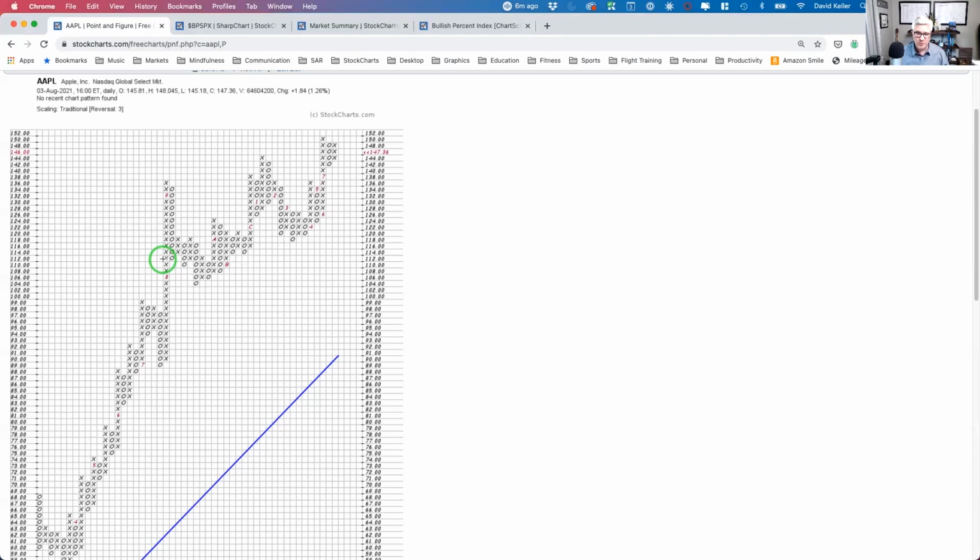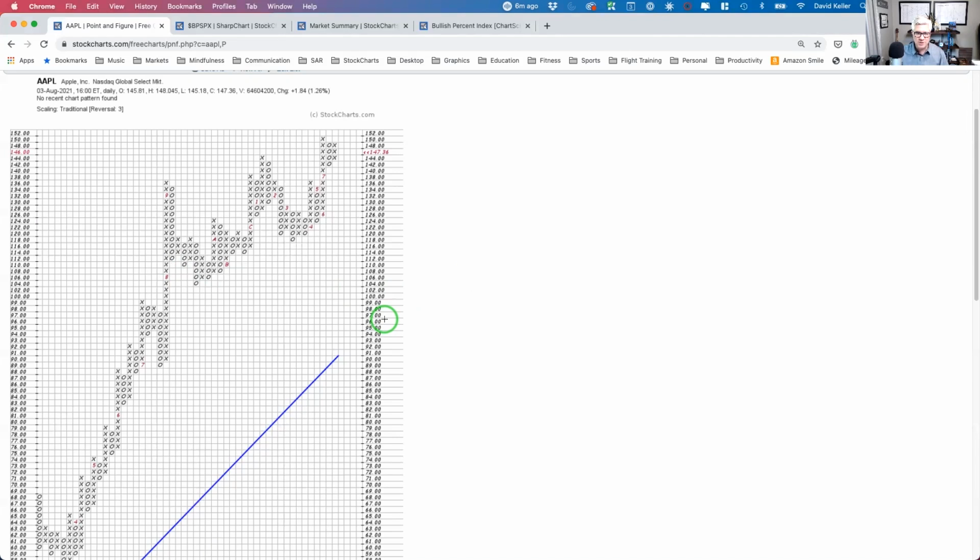The particular technique we're going to talk about, called Bullish Percent Index, is where we're basically taking these charts and turning them into a breadth indicator. Just like we look at the percent of stocks above their 50-day moving average, here we're actually looking at the percent of stocks in a particular universe with their point and figure charts in a specific configuration.